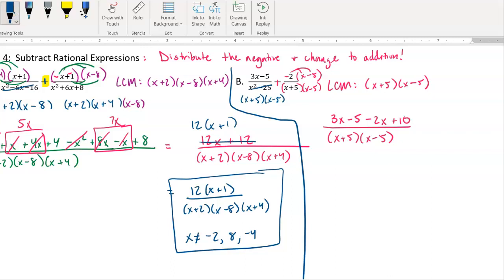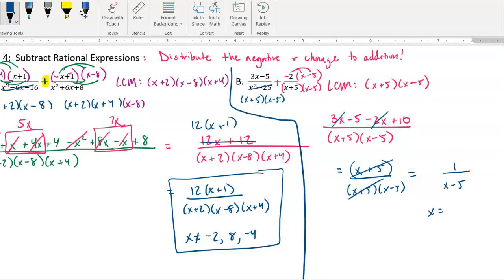And now let's combine like terms. So 3x minus 2x, that's just 1x. -5 plus 10 is +5. Now you should recognize that x plus 5 and x plus 5 cancel out. So we're left with 1 in the numerator. So if the numerator disappears, it's just 1. And our denominator is x minus 5.